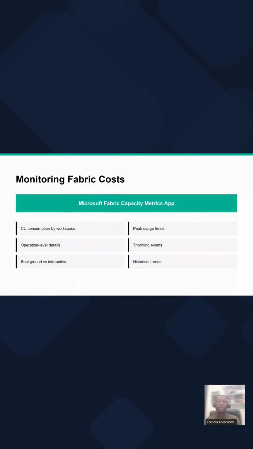Interactive operations are operations when you are actively working in your Fabric environments, when you are running a pipeline, when you are running your Spark job, when you are actually querying your database, your lake classes, and all of that. So these are some of the metrics that you are going to see in the Microsoft Fabric Capacity Metrics app.